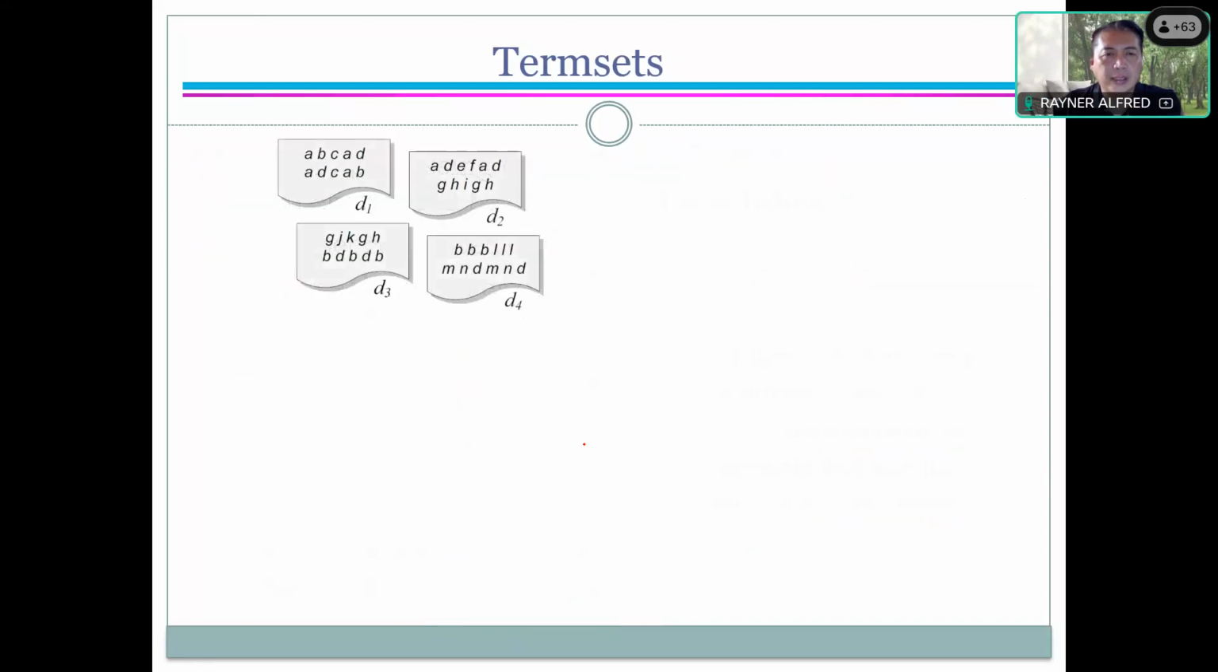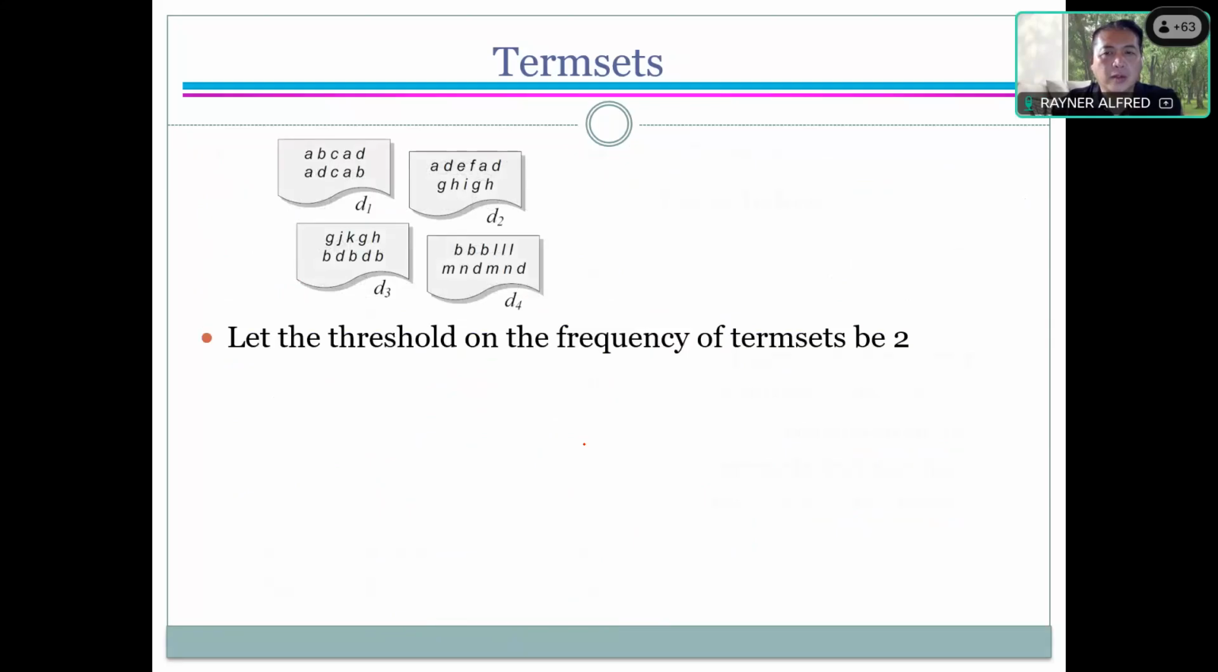For example, like this. Let's suppose we say that the threshold on the frequency of the term set is 2. That means if they exist in two documents, they are frequent.